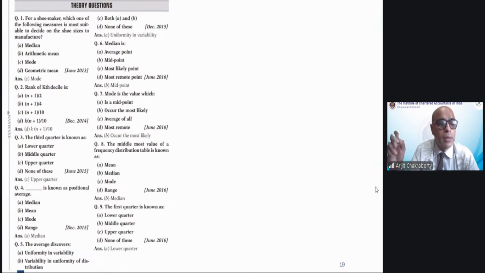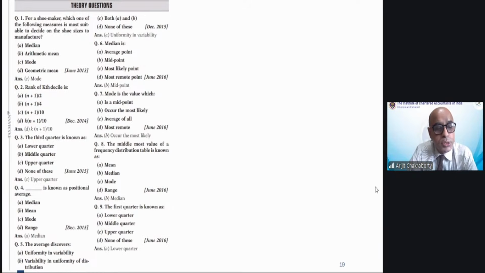Now kth decile means obviously it is k by 10 into n plus 1, because the decile formula in general is n plus 1 divided by 10 into the particular decile number. Question 3, the third quartile is also known as what? It is also known as the upper quarter. Q3 is known as the upper quarter. Q1 is referred to as the lower quarter.